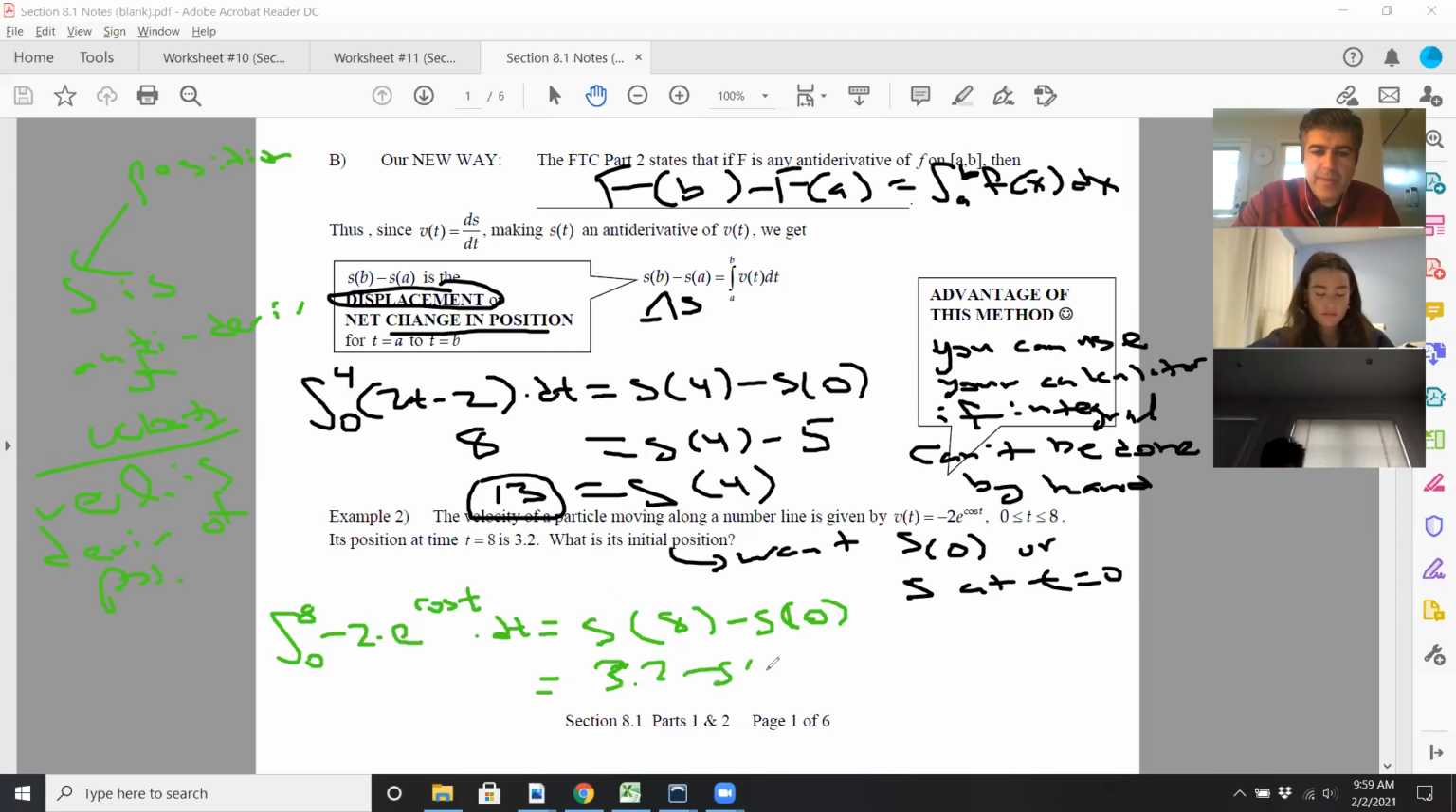S of 0 I do not know. That's what we're trying to find. And we're going to use a calculator to work this out. I want to make sure you guys are doing it correctly in the calculator. So for the left side here, punch it in your calculator and type in the chat what you get. And by the way, make sure you're in radian mode. Very important. Make sure you are in radian mode.